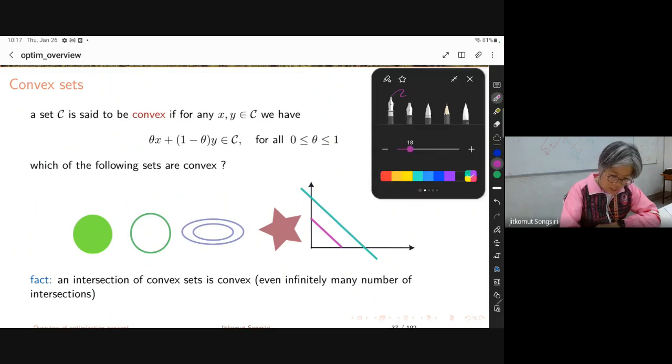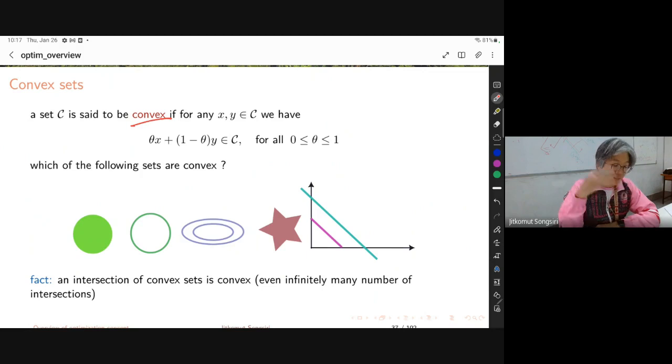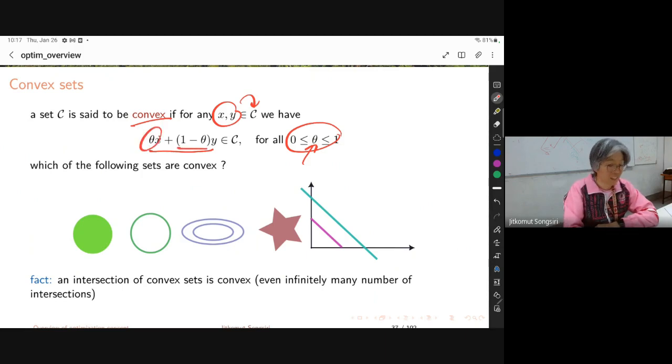A set is said to be convex if you pick any 2 points in that set, and you make this special combination. This combination says that you pick any scalar between 0 and 1, okay, theta x plus (1 minus theta) y. Okay, if this is a point x, this is a point y. When you make such a linear combination where your theta lies between 0 and 1, that point z is going to be some point on the line between x and y.